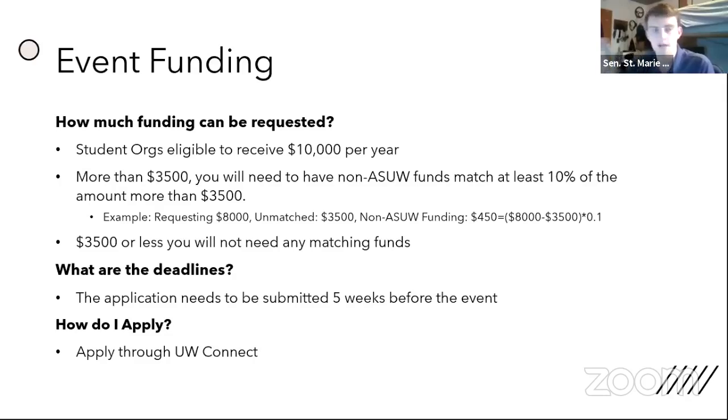For both types of events, whether it's over or below $3,500, you will have to have that application in 5 weeks before the event. From everything we've understood, 5 weeks is even still pushing it for how close you can get to your event and still have everything go off without a hitch. So I would strongly suggest that you submit earlier than 5 weeks before. You do apply through UW Connect. I'm not super clear on all of that. I think Director Berg covered it very well. The next thing I'm going to talk about is conference funding.